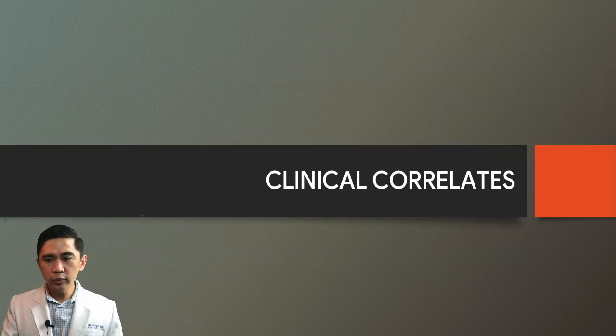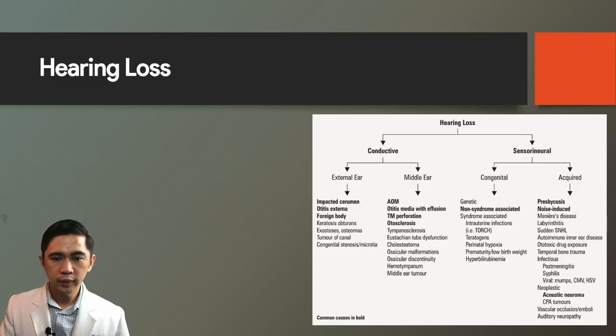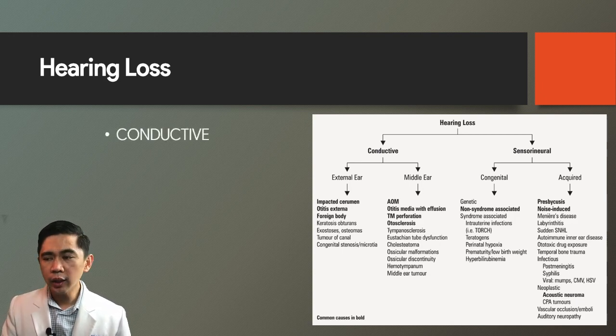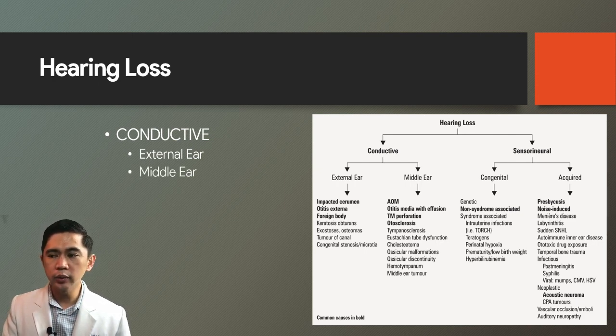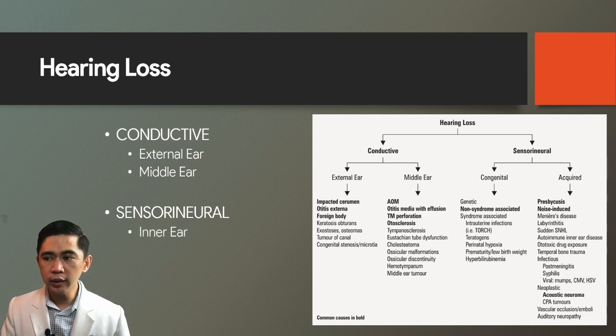So we'll go now to correlates. Hearing loss. These are the causes of hearing loss. It can be conductive or sensorineural. Conductive can involve the external ear and middle ear. It is related to how sound waves are being conducted until they reach the inner ear. And sensorineural comprises problems of the inner ear or a problem in the central pathways.